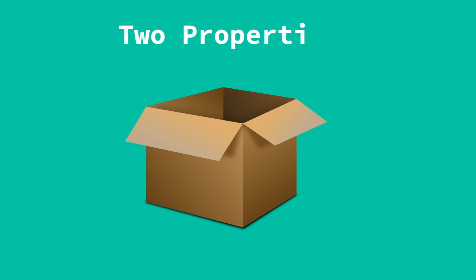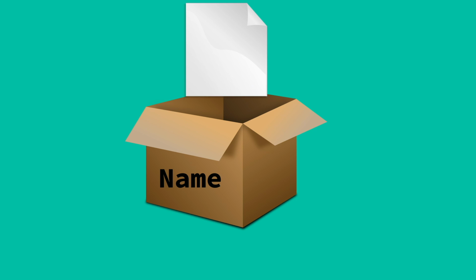Imagine that the variable is a box, and the box can contain two properties. One is the name so that we can identify the box, and the second is what it will contain. Each variable can only contain one item at a time.